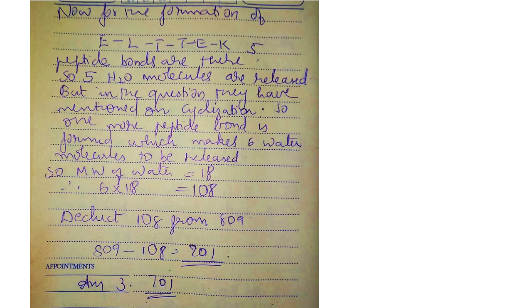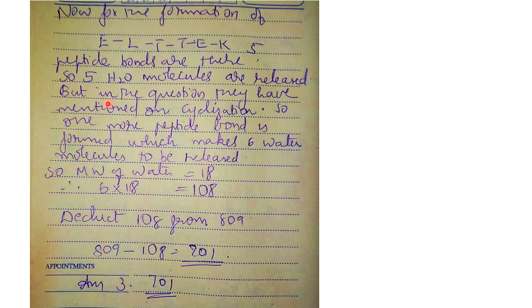Now for the formation of the ELTTEK peptide bonds, 5 peptide bonds are there. 1, 2, 3, 4 and 5. So 5 water molecules are released, because for the formation of one peptide bond, one water molecule will be released. So for formation of 5 peptide bonds, 5 water molecules will be released.